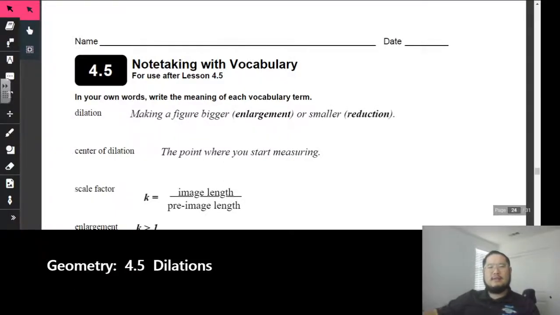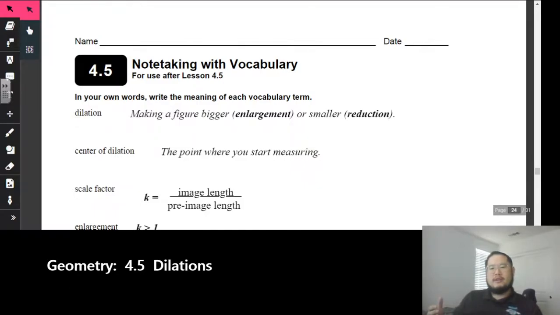Alright, let's take a look right here at section 4.5, which is about dilations. And let's take a look at the first term, which happens to be dilation. What is it? It's when you make a figure bigger, and we use the term enlargement, or smaller, which we use the term officially as reduction. So when we talk about dilation, it could be one of the two.